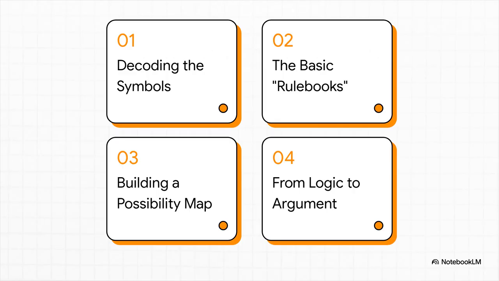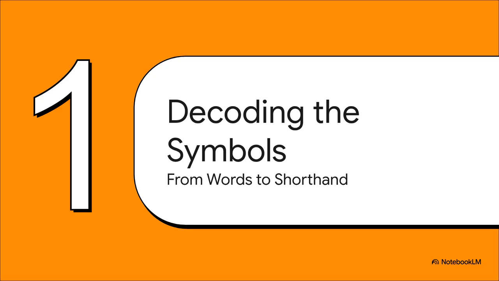So here's our game plan. First, we're going to decode the basic symbols that logic uses. Think of it like a universal shorthand. Then, we'll look at the simple rule books for those symbols. After that, we get to the fun part. We'll build our own possibility map, a full truth table, to solve a much trickier problem. And finally, we'll bring it all home and see how this connects back to making you a stronger, clearer writer and thinker.